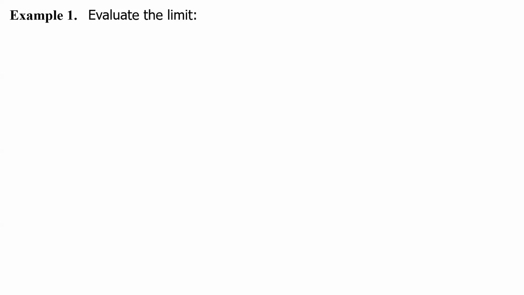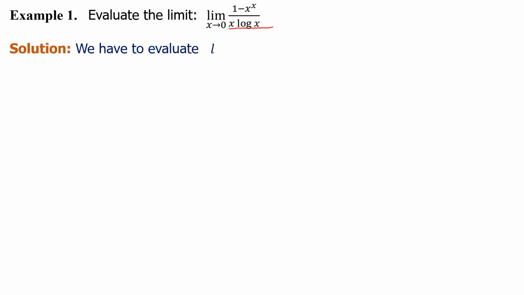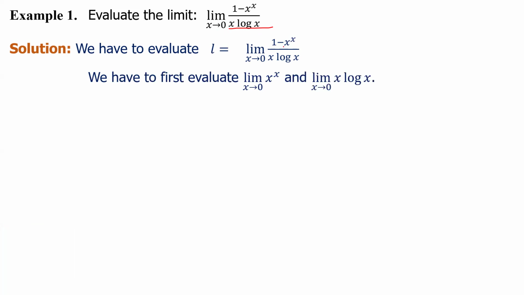In this lecture, we evaluate the limit of ((1 minus x to the power x) divided by (x log x)) when x tends to 0. We have to evaluate L equal to the limit of (1 minus x to the power x) upon (x log x) when x tends to 0. Now here, if we substitute the limit, we first get a 0 to the power 0 form. Second, if we put x as 0 here, it is 0 into infinity form.